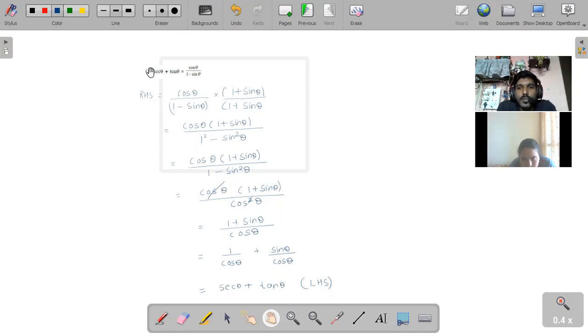Just don't get confused with the two different methods. We have solved the same sum. In the previous sum, we took the left-hand side and proved question 8 in a different way. So in that previous sum, we took the left-hand side and showed it equal to the right-hand side. Here we have done the reverse. We have taken the right-hand side and shown it equal to the left-hand side.